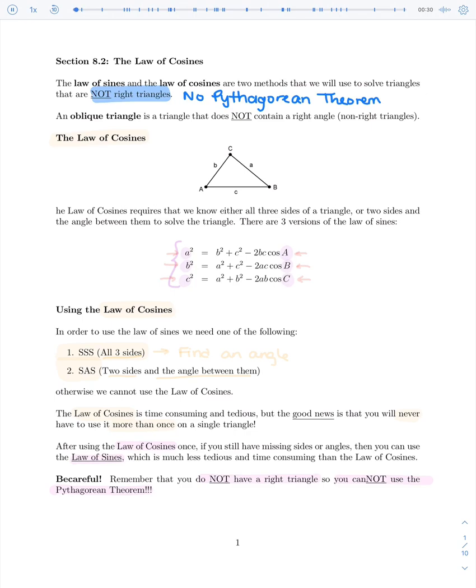But what we will still have is the law of sines, and now we're going to have a new tool called the law of cosines. And just like the law of sines had sine in it, the law of cosines is going to have cosine in it. It's going to be for two very specific cases. So the law of cosines is used when you have all three sides of a non-right triangle and you're trying to find one of the angles. So you'll have all three sides, and then that will let you find one angle.